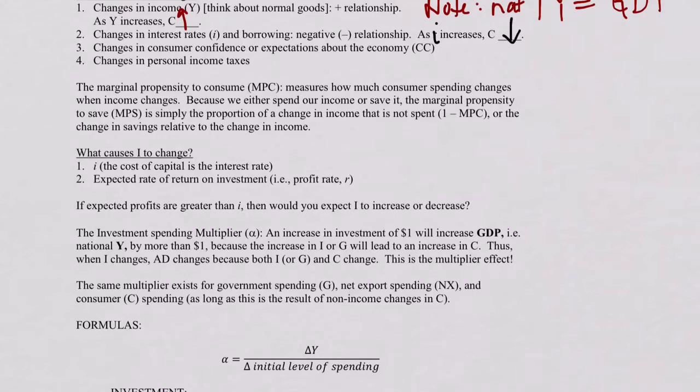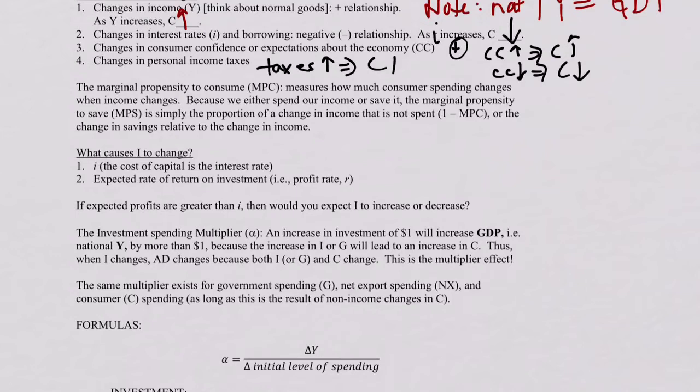Changes in consumer confidence or expectations about the economy. So if we have confidence that the economy is growing and doing well and jobs are being created, then we're going to see a positive relationship here in that if consumer confidence goes up, consumer spending goes up. If consumer confidence goes down, consumer spending will go down. And then changes in personal income taxes. If taxes go up, spending is going to go down because our income levels will be going down because of those tax increases.